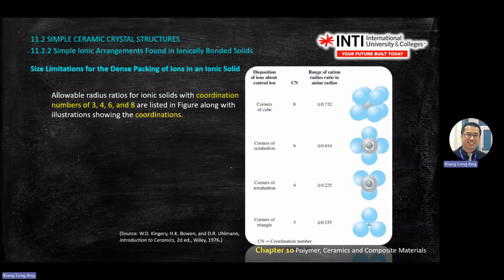So for this table, try to remember these 4 numbers: 0.73, 0.41, 0.22, 0.15. Less than this number is 2.